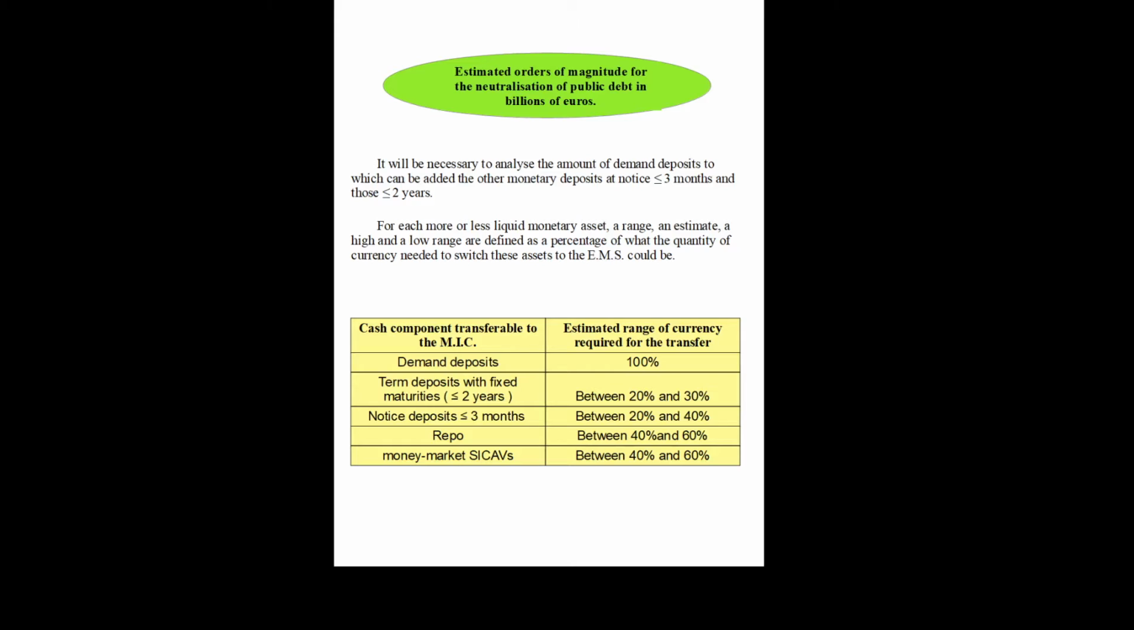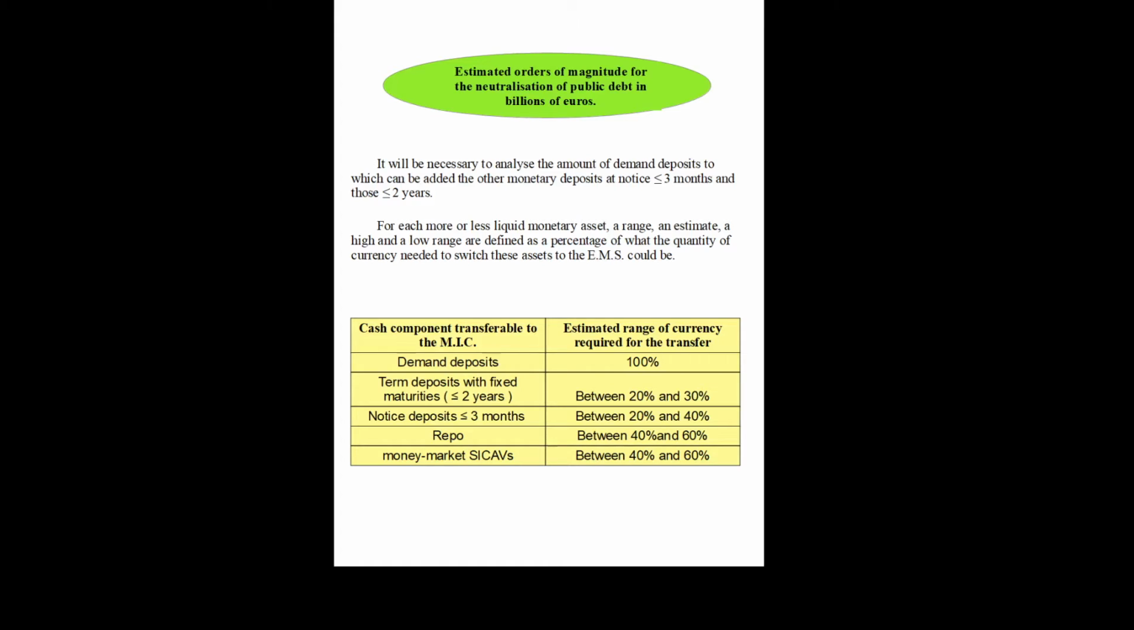The components of liquidity transferable to the MIC are as follows. Demand deposits are fully transferable. Term deposits with fixed maturities of 2 years or less, with an estimated range of currency required to transfer these assets of between 20 and 30%. Interbank refinancing loans between 40 and 60%, and monetary funds between 40 and 60%.